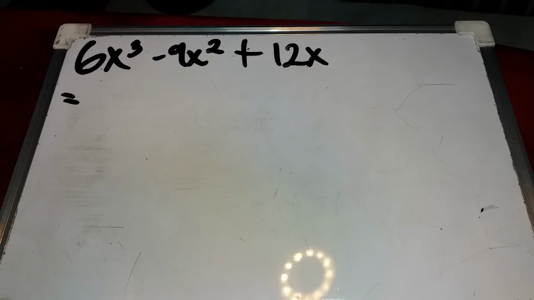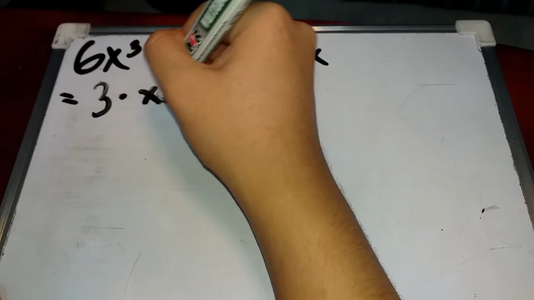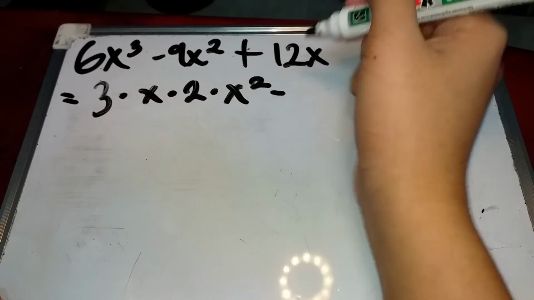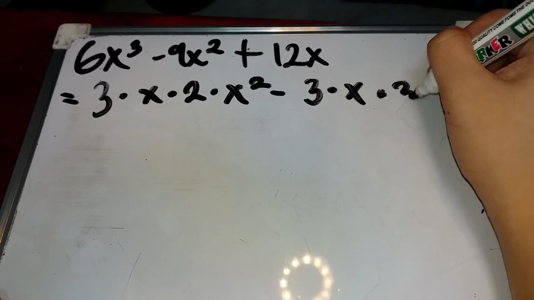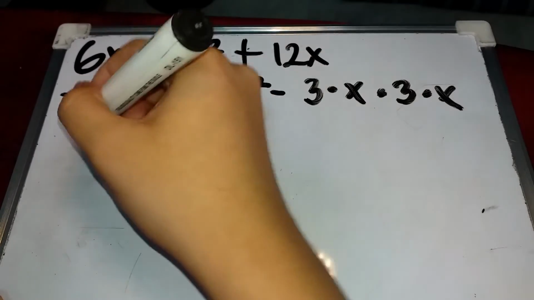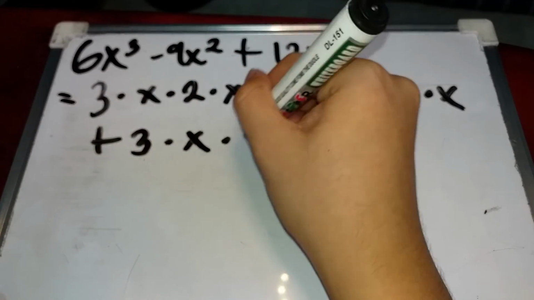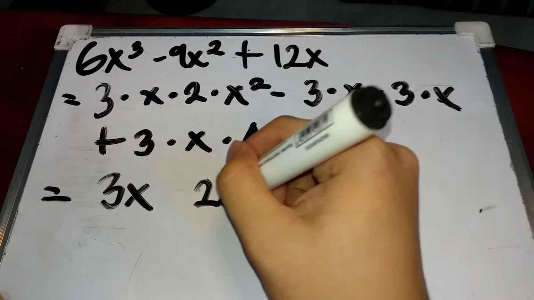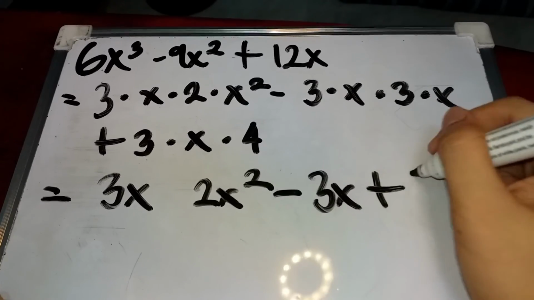Example is 6x cubed minus 9x squared plus 12x. 3 times x times 2 times x squared, minus 3 times x times 3 times x, plus 3 times x times 4, equals 3x times the quantity 2x squared minus 3x plus 4.